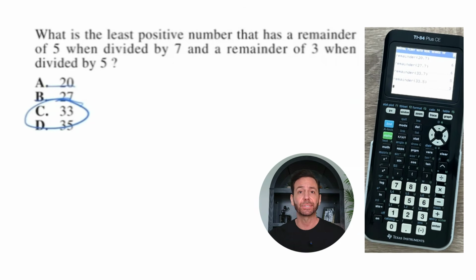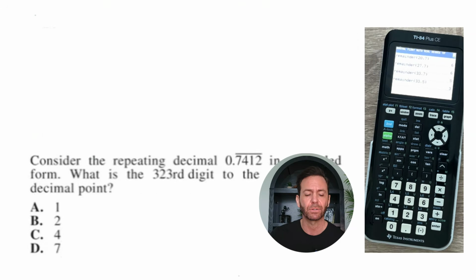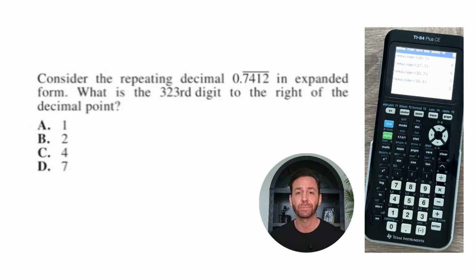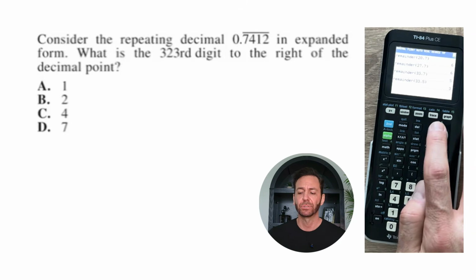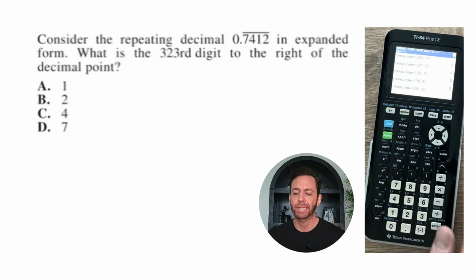Okay, so we can use this for questions that don't even mention remainder, as long as you recognize that a remainder is involved, like this next one, this is one of the top 10 most commonly asked ACT math questions. We have a repeating decimal, and we're asked which one of these numbers is the 323rd digit. And this question is only about the remainder. So what we can do is do this one more time. I'm going to select remainder.